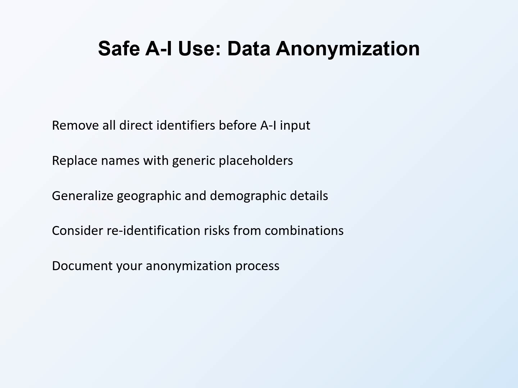Consider re-identification risks carefully. Remember that combinations of seemingly innocent details can identify individuals. A project manager at a small nonprofit in a specific city working on a unique program might be easily identifiable even without their name. Document your anonymization process. This documentation demonstrates due diligence if questions arise later and helps establish consistent practices across your team. Some AI tools offer features specifically designed for handling sensitive data, but verify these claims carefully before relying on them.